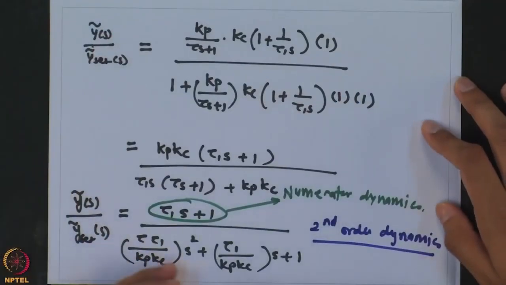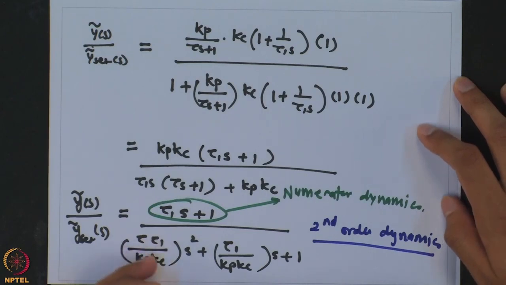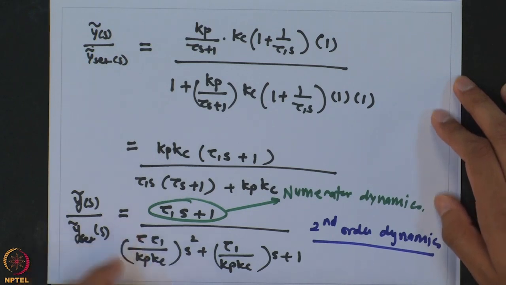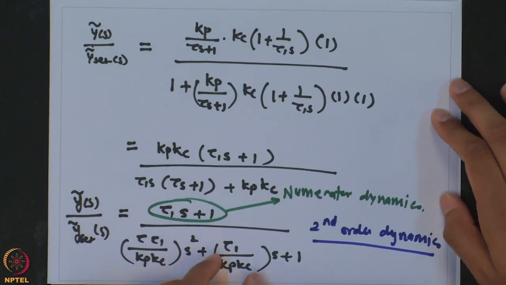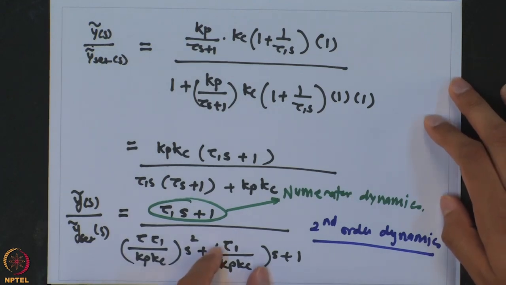Now you can see that as we have second order dynamics, this opens up a lot of possibilities in terms of what kind of dynamics we might expect from the closed loop system. With this closed loop system, the PI control, depending on the values of Kc, tau, tau I, where tau and Kp are fixed based on the process, by choosing the values of Kc and tau I, we can make this response overdamped, critically damped or underdamped.